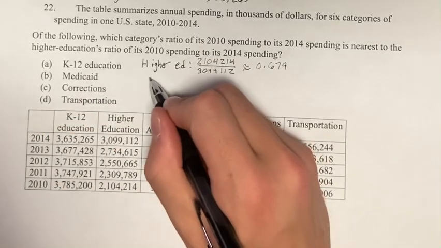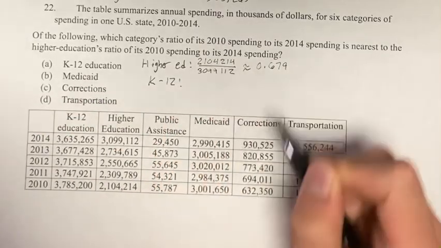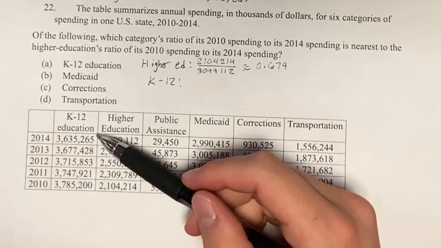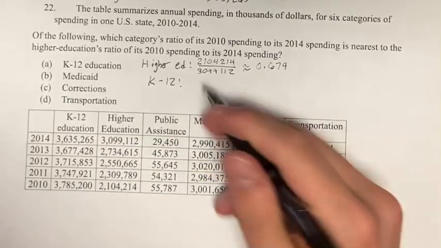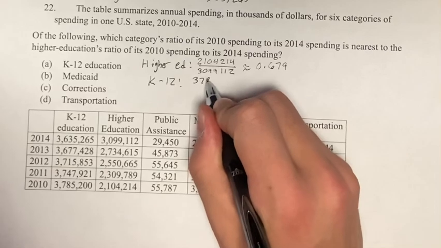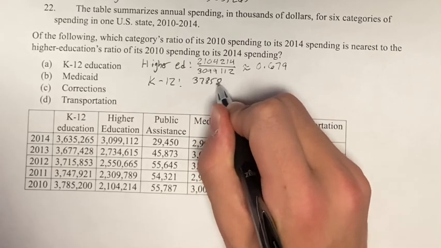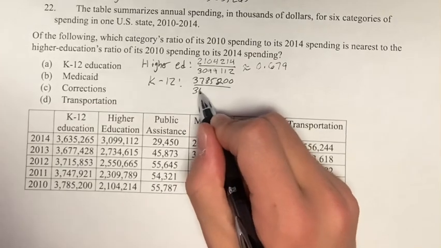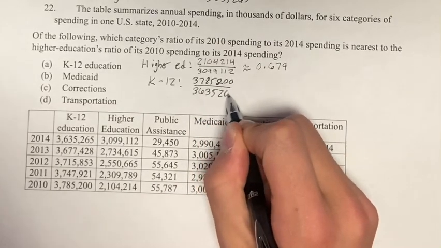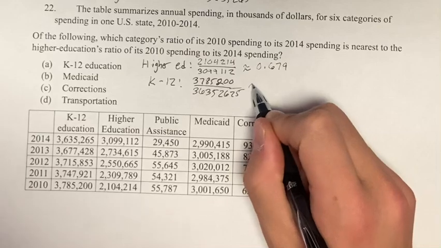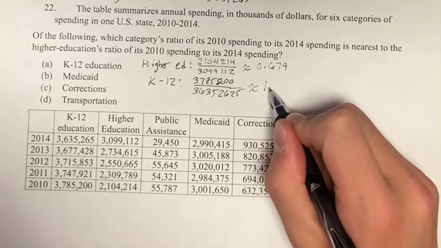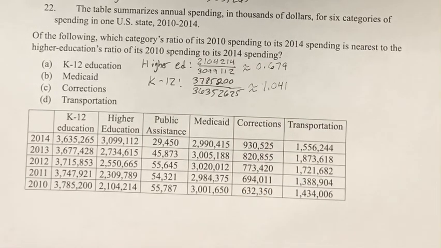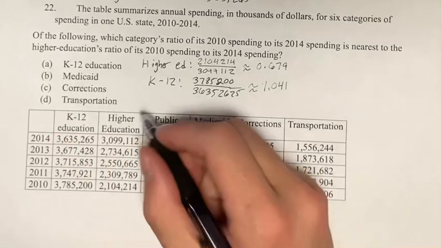So for K through 12, we look at this column. So 2010 is 3,785,200. This is going to be divided by the 2014, which is 3,635,265. And this ratio is roughly 1.041. So not particularly close. Next, we're going to look at Medicaid.